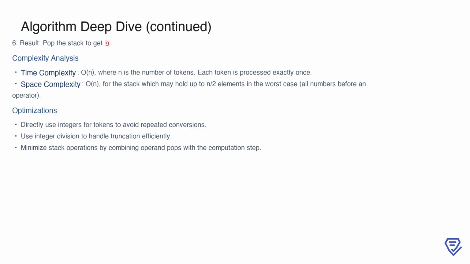To optimize further, we can directly handle tokens as integers to avoid repeated conversions. Integer division efficiently manages truncation, and combining operand pops with computation reduces the number of stack operations. These optimizations ensure that the algorithm remains efficient and easy to implement while adhering to the problem's requirements.